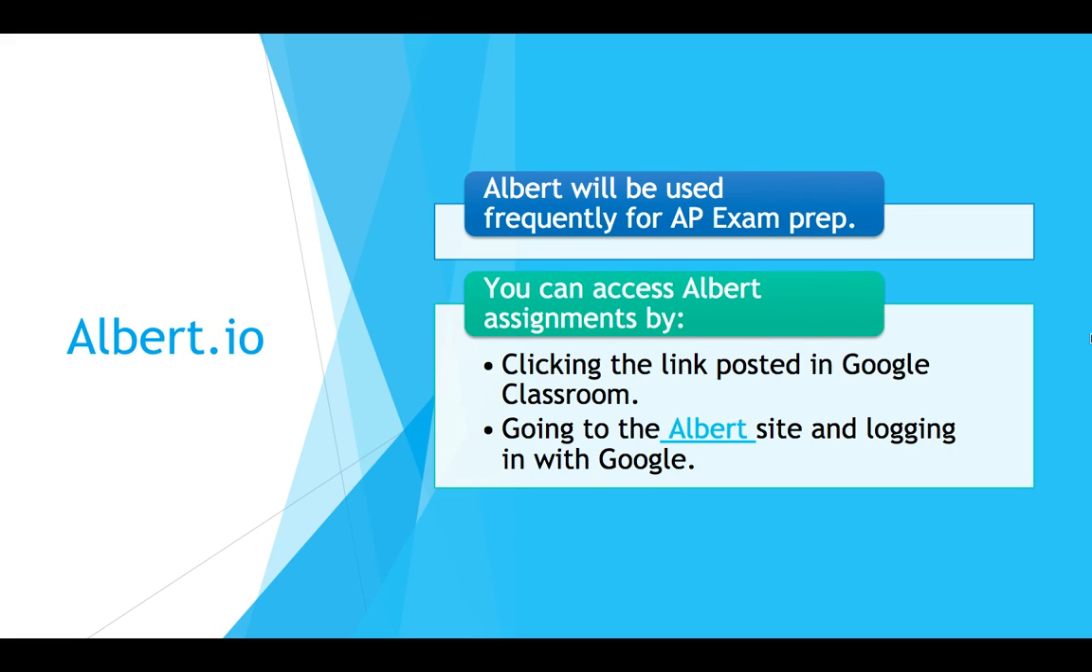Albert.io. We will be using Albert.io frequently for AP exam prep, okay? So you are going to be getting practice with those multiple choice questions, the type of questions that you will see on the exam. We will use this every unit, all right? You can access Albert.io by a couple of different ways. First, I will always post the link to the Albert assignment in Google Classroom somewhere, so you'll be able to just follow that link. Or you can go directly to the Albert.io site, log in with your Google credentials, and it'll take you right there.